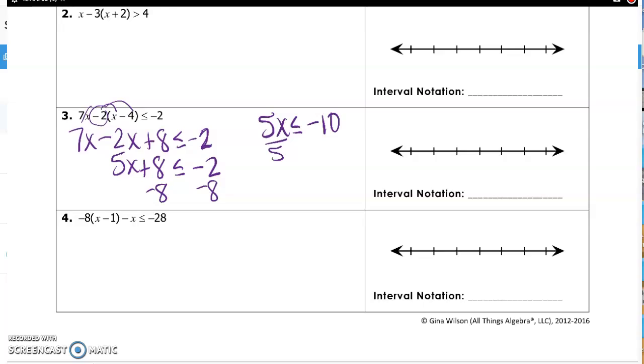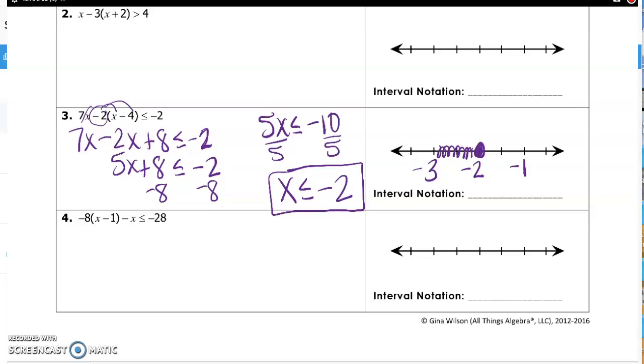Divide both sides by 5. Again, we do not flip the sign because we are dividing by positive 5. So there's our answer. X is less than or equal to negative 2. So you're going to put negative 2 here, negative 1, negative 3. This time we have a closed circle, and we are going to the left for less than.